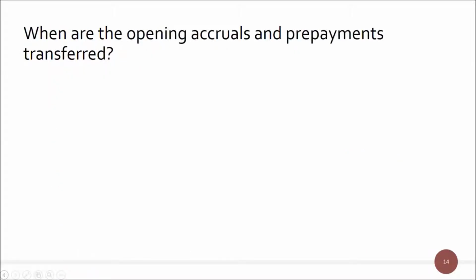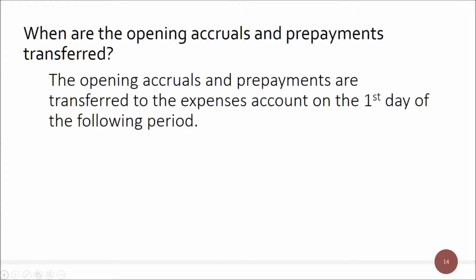Okay, so when are those opening accruals and prepayments transferred in the following year? The debit accrual, credit expense, or the credit prepayment, debit expense, is made on the first day of the following period. So we account for it in our closing balance, but then on the first day of the following period, we reverse those journals out as well. That's the theoretically perfect answer.